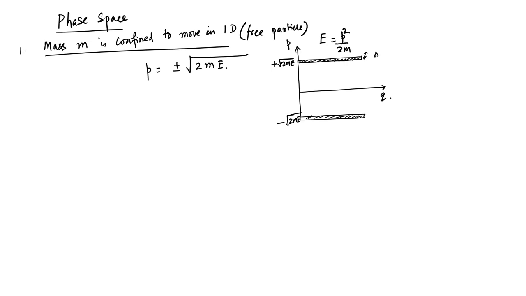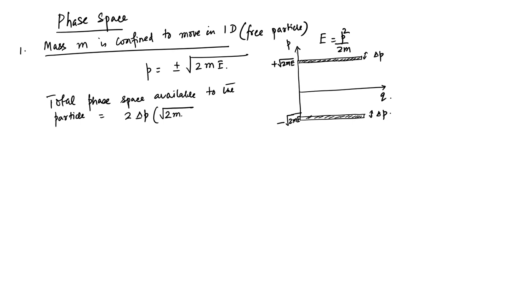This is a delta p, and this is delta p as well. And so the total phase space for this particle, there is just one particle as I said, and that too in one dimension, so things are extremely simple. So, total phase space available to the particle is equal to 2 into delta p into root over 2 m E.